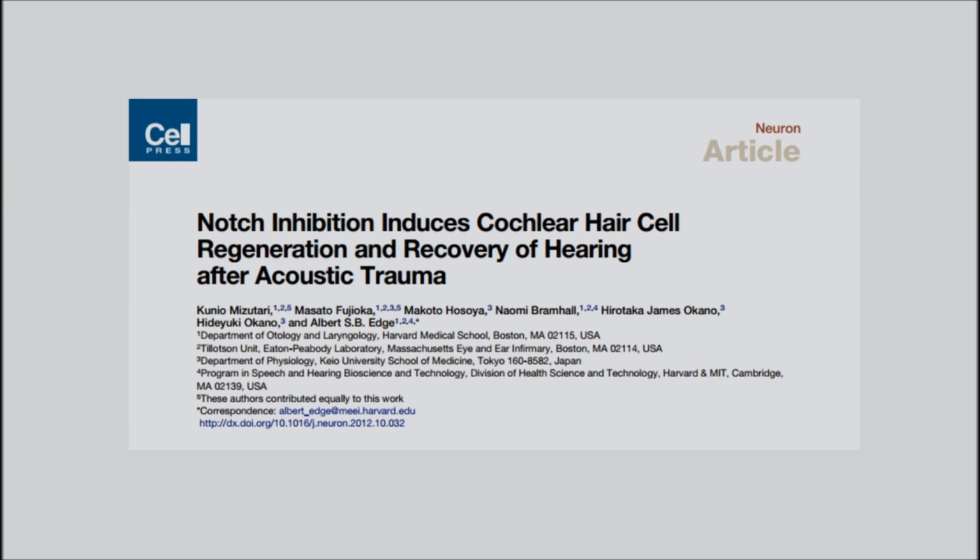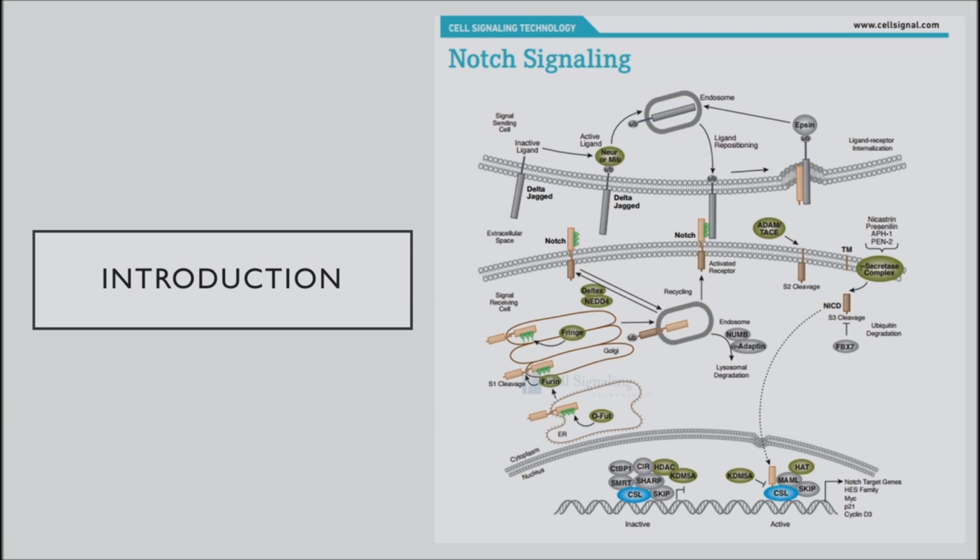Cochlear implants are effective solutions for treating deafness, but what if we could just regrow dead hair cells? A recent paper entitled "Notch Inhibition Induces Cochlear Hair Cell Regeneration and Recovery of Hearing After Acoustic Trauma" does just that. Before diving into this paper, I'd like to do a cursory review of the notch signaling system.